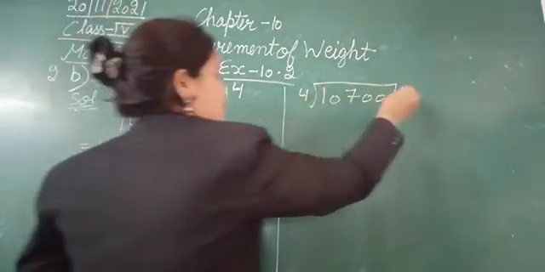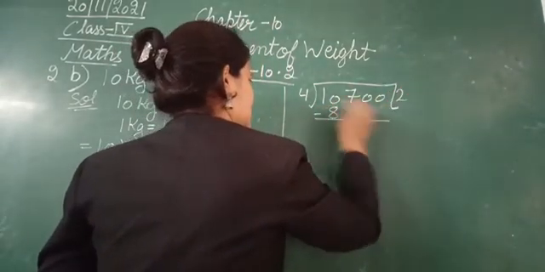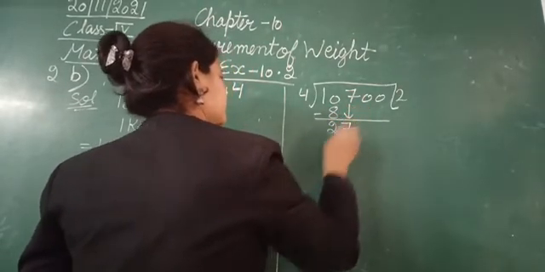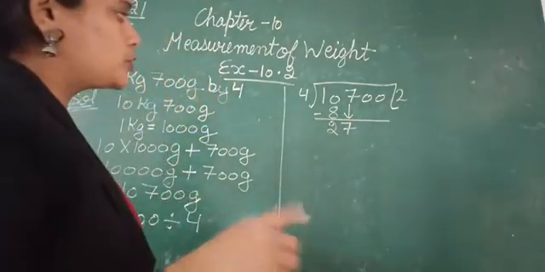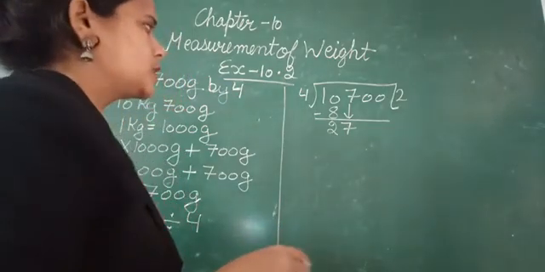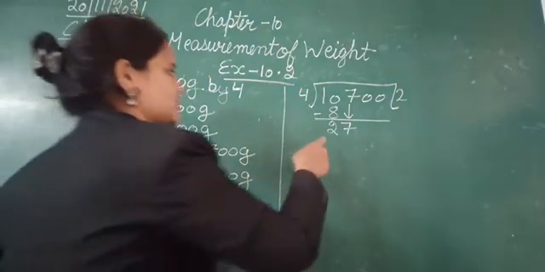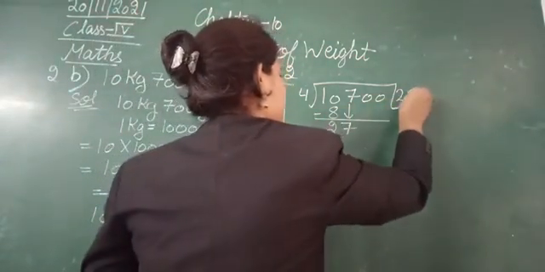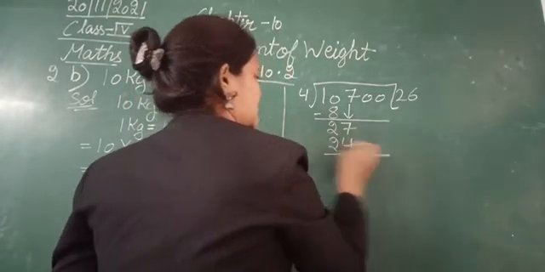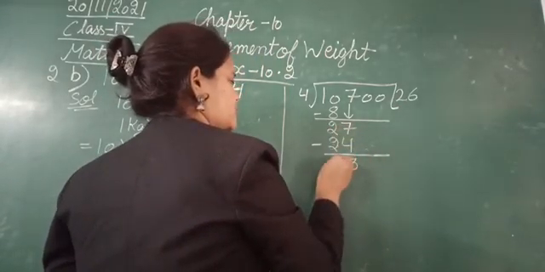So 4 twos are 8. 10 minus 8 is 2. Now bring down 7. 4 5s are 20. 4 6s are 24. 4 7s are 28. This is 27, so 4 6s are 24. So 27 minus 24, 7 minus 4, 3. 2 minus 2, 0.